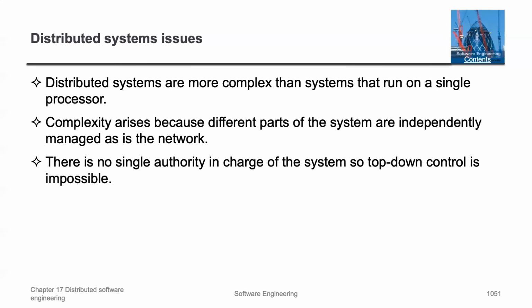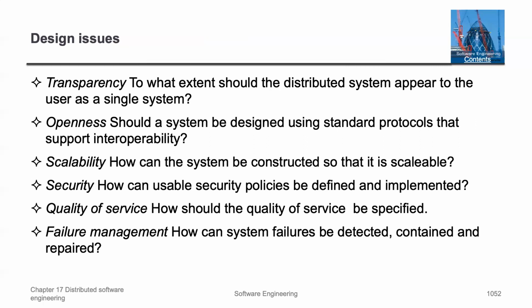For distributed systems, first consider the issues. Distributed systems are more complex than systems that run on a single processor. Complexity arises because different parts of the system are independently managed in the network, and there's no single authority to change the system, so top-down control is impossible. What are the design issues? There's transparency, openness, scalability, security, quality of service, and failure management.